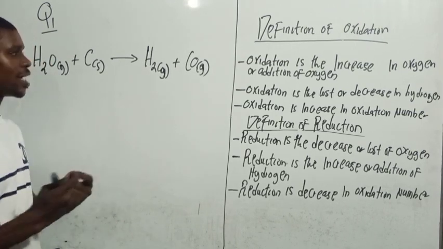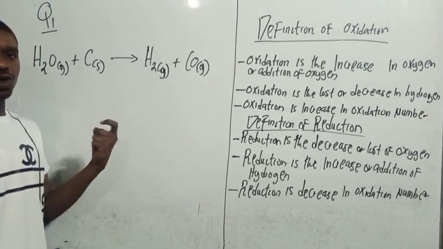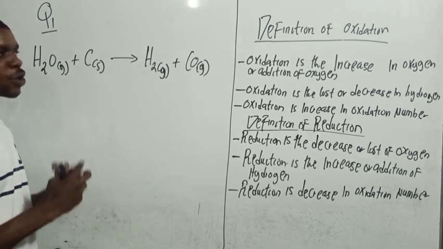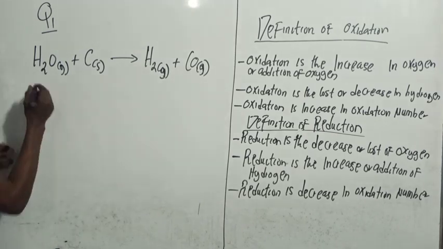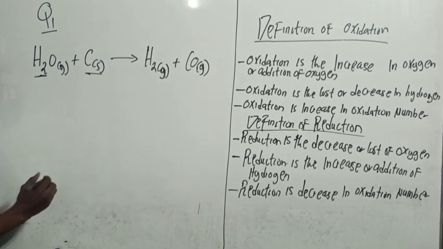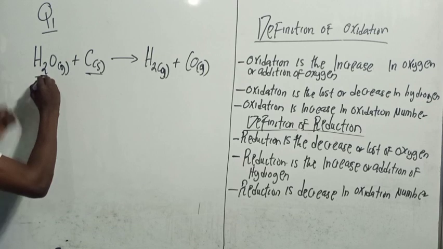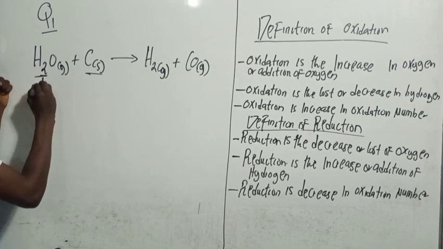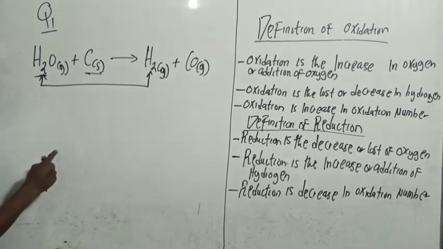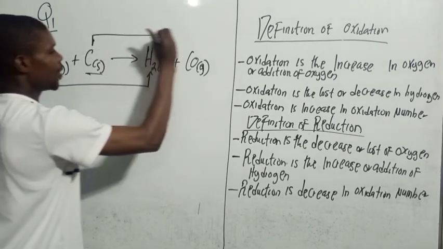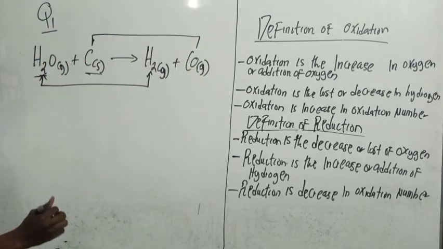The first thing to do here is split the reaction into two half equations. That is, you split the reaction into oxidation and reduction. Remember, we have the two reactants here. From here, this H2O I've moved down here to form H2. Do you get why this one has moved here to form this?